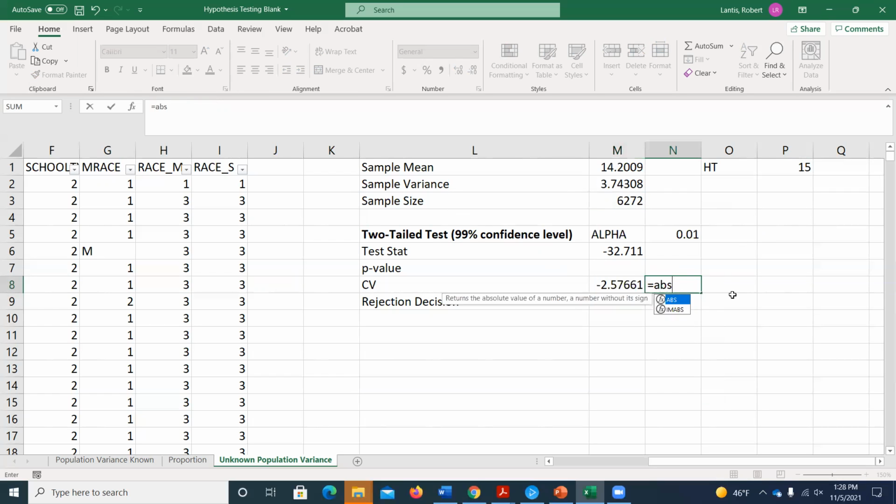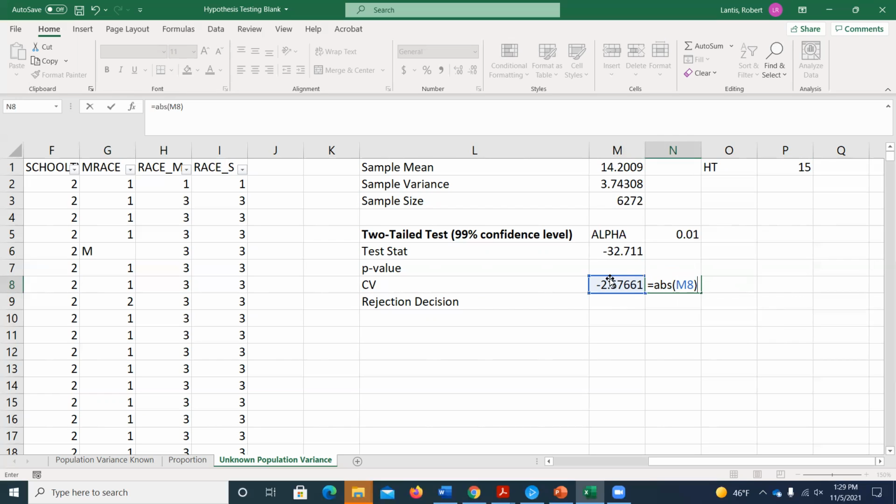I also need to somehow indicate that there are, in fact, 2 critical values at that alpha for a two-tailed test, one on either side. So all I'm going to do there is take the absolute value of that negative critical value I found, because I know it's the same value but positive on the other side.